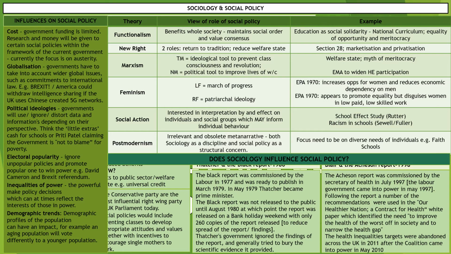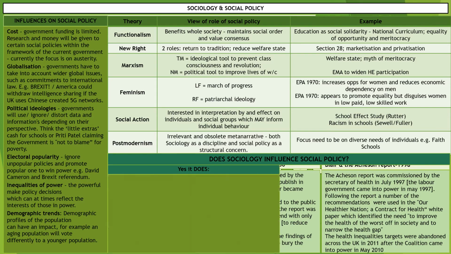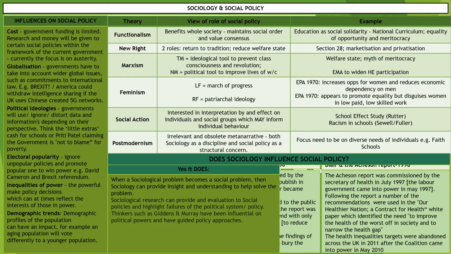And last but not least, does sociology influence policy? So yes, it does. When a sociological problem becomes a social problem, then sociology can provide support and insight. Sociological research and information evaluation can highlight issues within a political system. It can encourage thinkers to be accepted by politicians. Murray and Giddens are good examples of sociologists influencing political powers and guiding policy. The research from sociologists has guided politicians in the past.